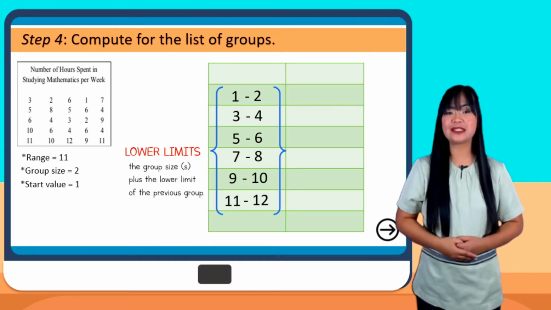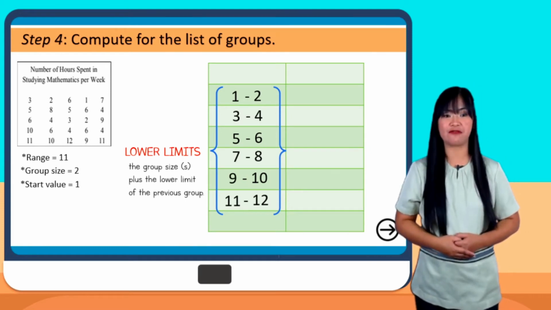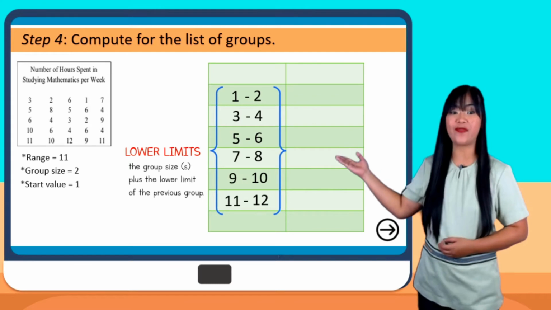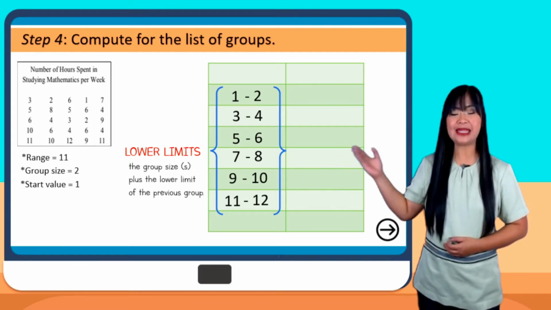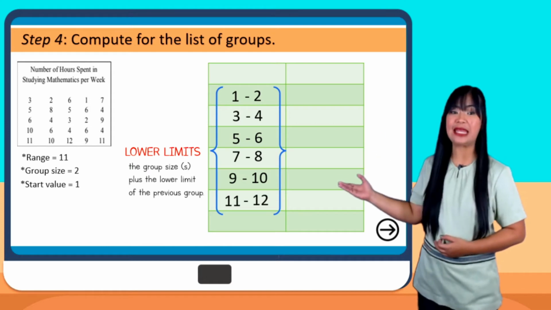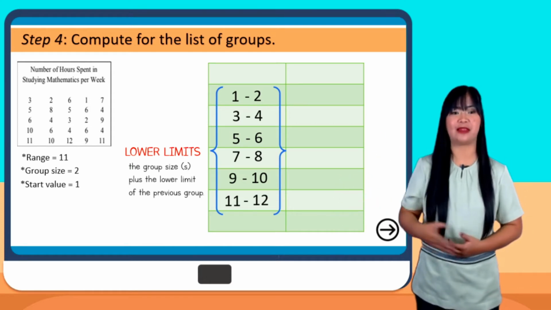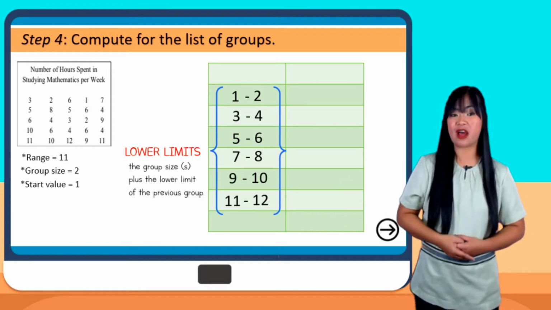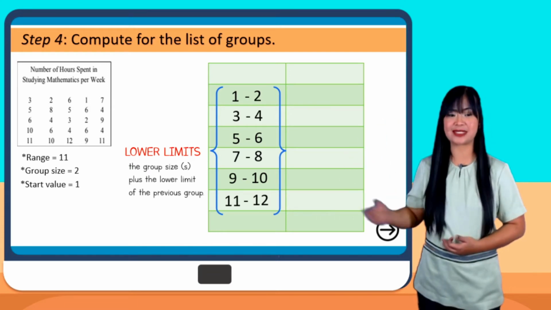Then, 3 plus 2 equals 5. So, we write 5 on the next group. Then, adding 2 repeatedly, we will have 7, 9, and 11. Then, these are our lower limits.